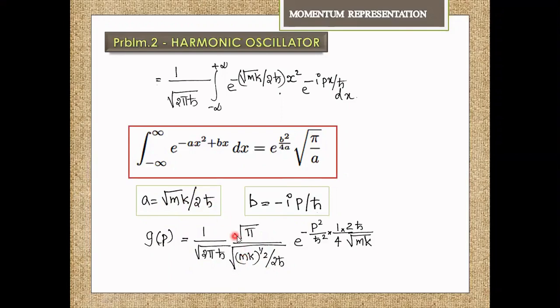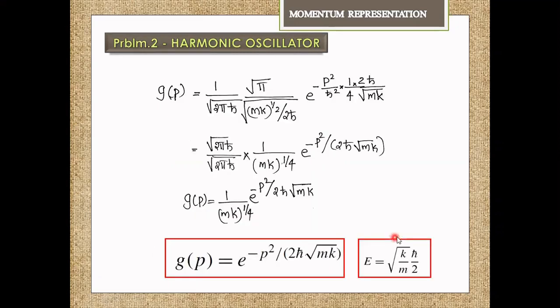So root pi by a gives root pi into root of 2 h cut by root mk, into e raised to b square by 4a. Here b is minus ip by h cut, therefore b square is equal to minus p square by h cut square, into 1 by 4 into 1 by a. A is root of mk by 2 h cut, that is 1 by a is 2 h cut by root of mk. So when we rearrange all these, that you can do by yourself.